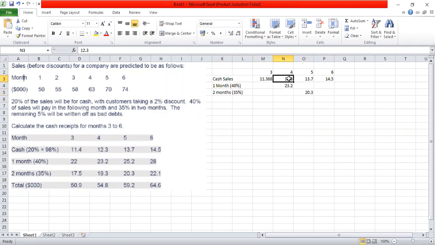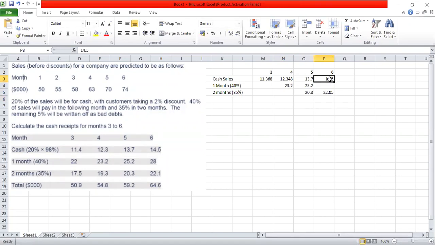Similarly, take the fourth month. 20% here, fourth month sales are 63. So 63 into 20% into 98%. So we have this one. Then 63 into 40%. Okay. Then we have 63 into 35%.